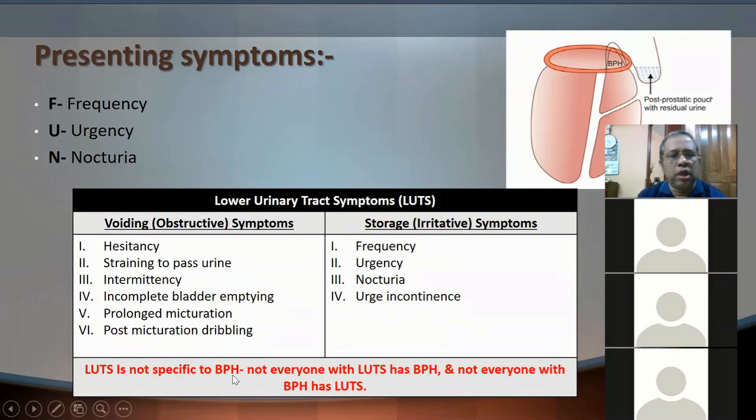So these LUTS are not specific to BPH. Not everyone with LUTS has BPH, and not everyone with BPH has LUTS. So this is about the presenting symptoms.